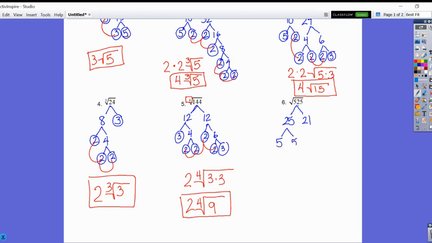I've got to keep going. 25 is a 5 times a 5. 21 can be written as a 3 times a 7. And so it's a square root. Now, again, if you chose different factors to start with, that's fine. At your bottoms, you should still have a 3, a 5, and a 7. 4 prime numbers are going to be in that. No matter what shape your tree is, you'll still have 4 prime numbers.